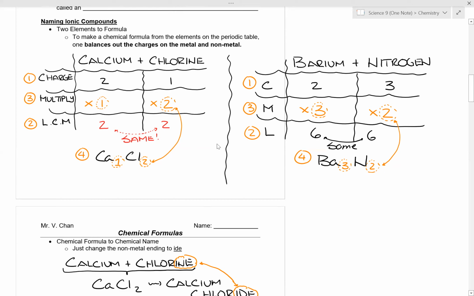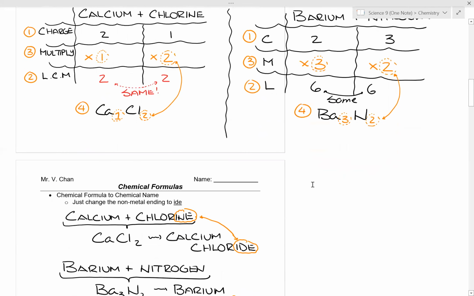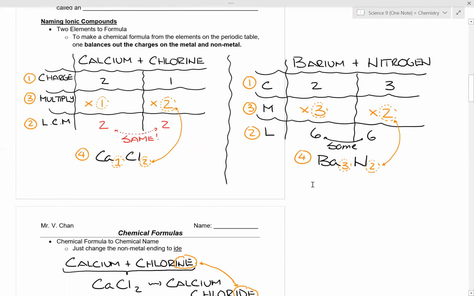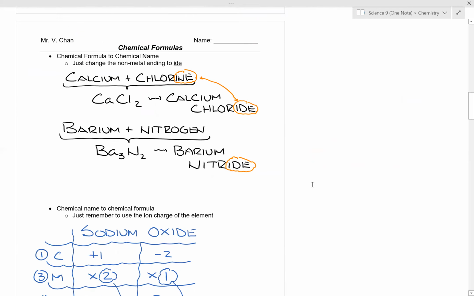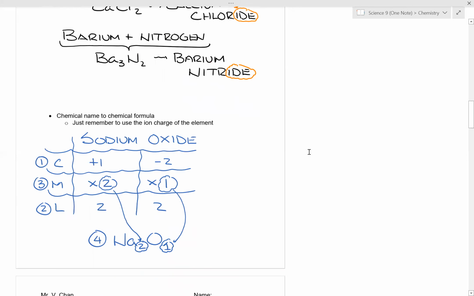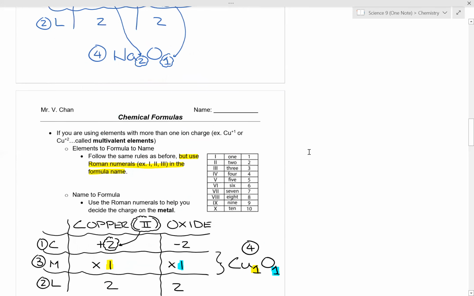So I gave you a couple of examples with what we call monovalent, or those elements with one charge. And then I talked about chemical naming. How do we name chemical formulas? Remember, we have the IDE ending. So we change chlorine to chloride to indicate that it is now joined, like nitrogen is now nitride.